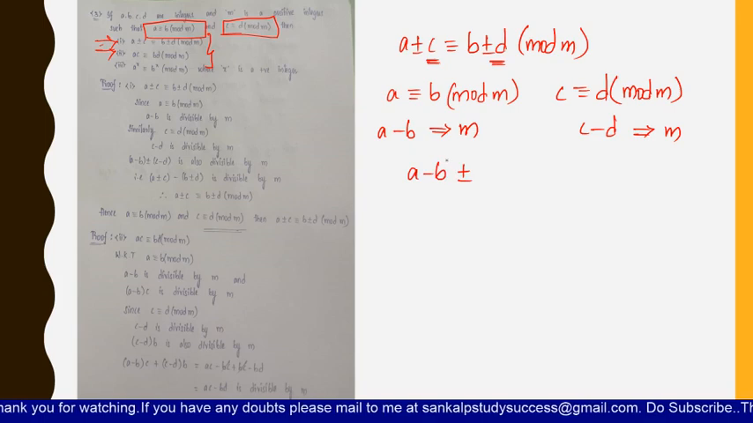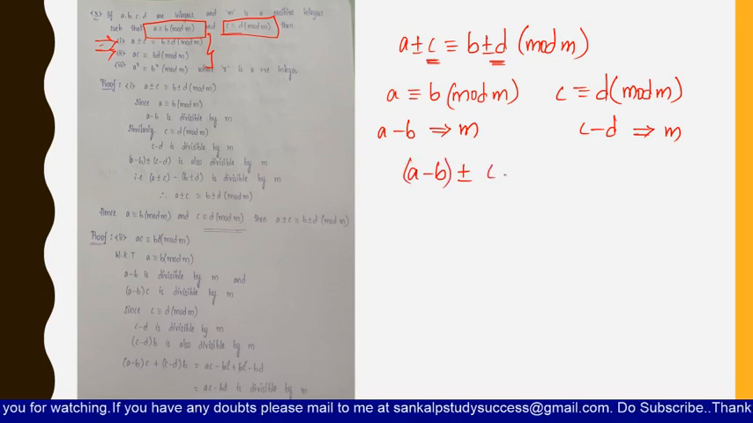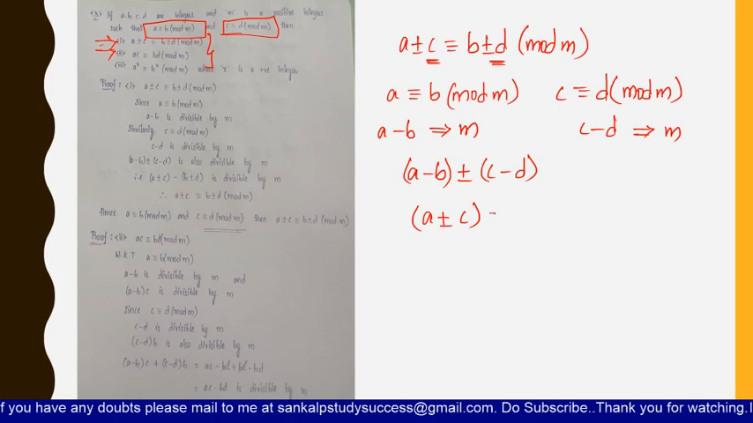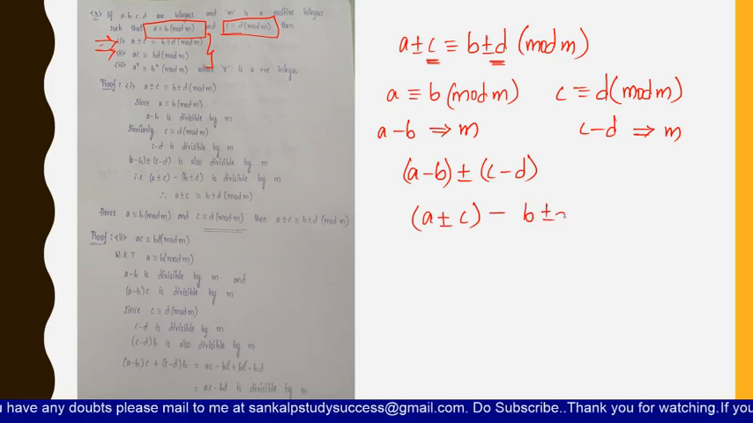So now, if you combine these two equations, if you add or subtract those two equations, A minus B plus or minus C minus D, then what do you get here? A plus or minus C minus B plus or minus D, right?